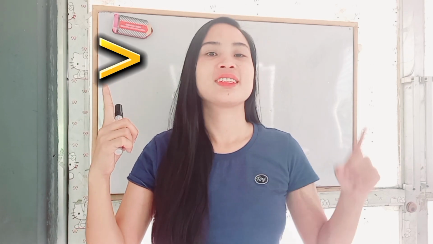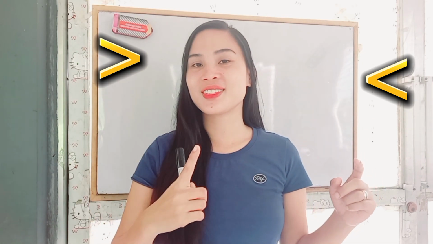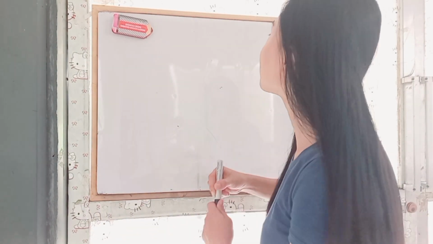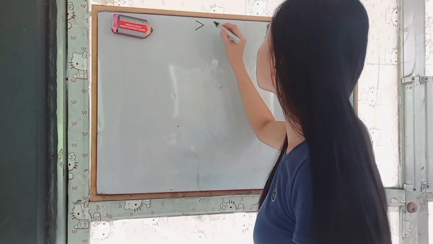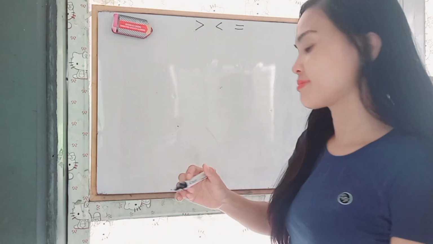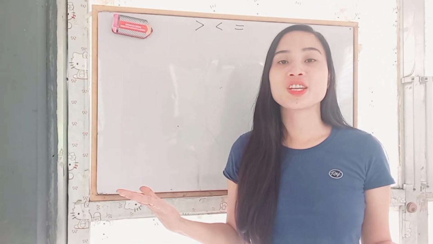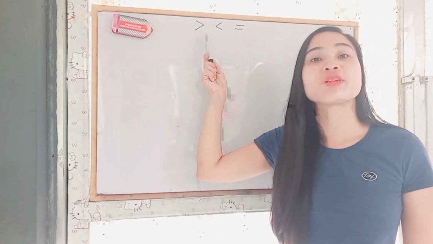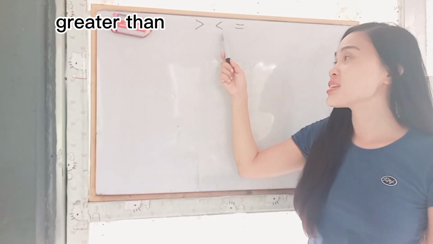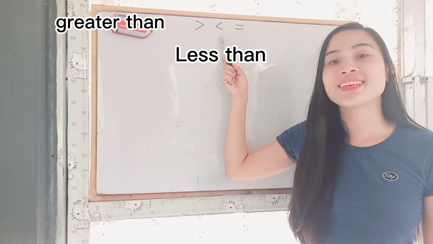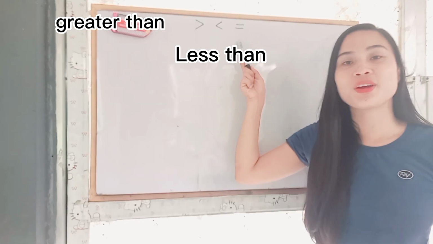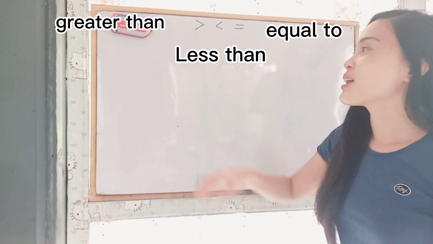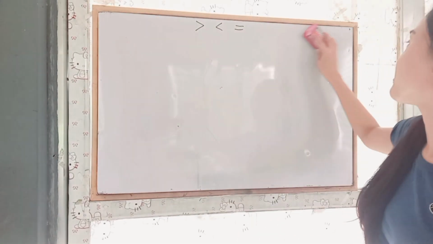Let's start. In comparing fractions, you will have to use this symbol. This one and this one. So again, when we compare fractions, let us remember these symbols. This is the symbol for greater than. This one is the symbol for less than. And this is the symbol for equal to. Okay? So let us have an example for you to understand further.